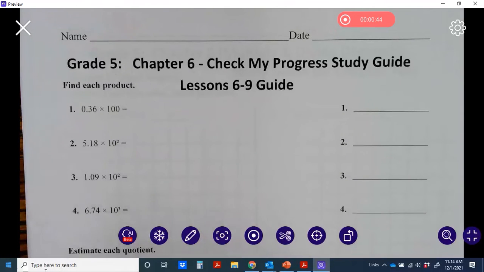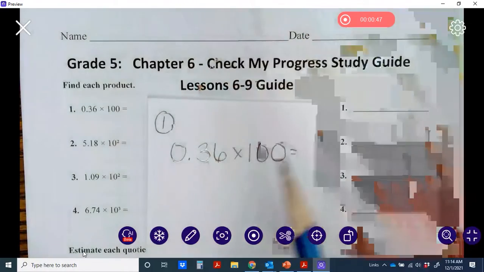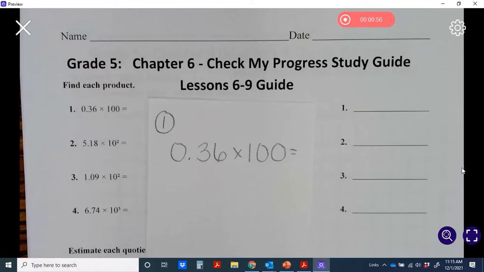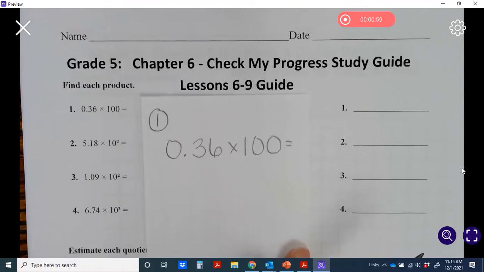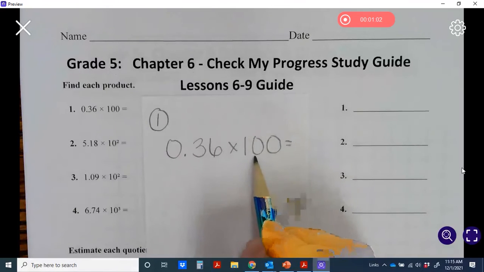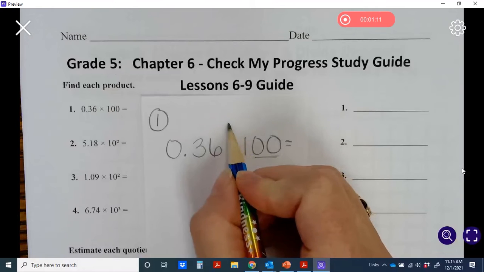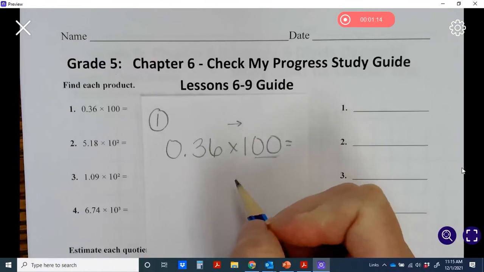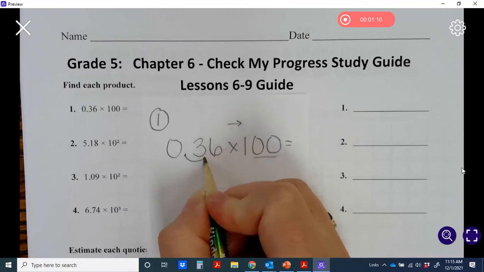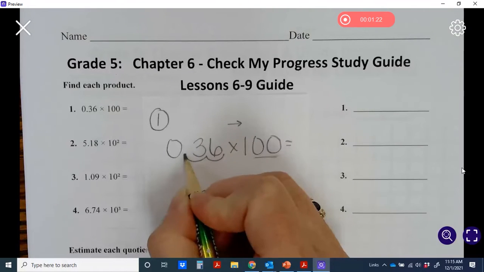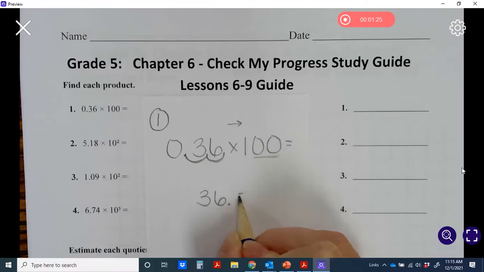All right, so our first question is number 1, 36 hundredths times 100. Okay, I'm going to get rid of our buttons down here. Now, when you multiply by a power of 10, it's fairly easy. You count the number of zeros, and that's how many times you move the decimal point. Since we're multiplying, the number is going to get greater, so the decimal point is going to be moved to the right. So we move it 2 places to the right, 1, 2. So the decimal point will be here, which equals 36.